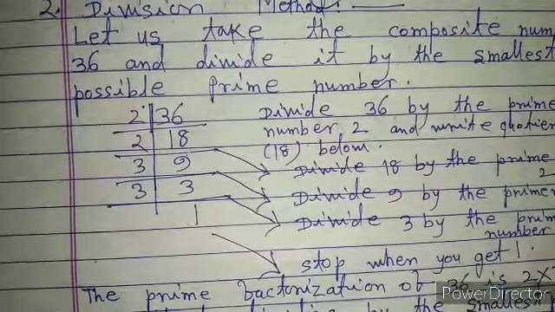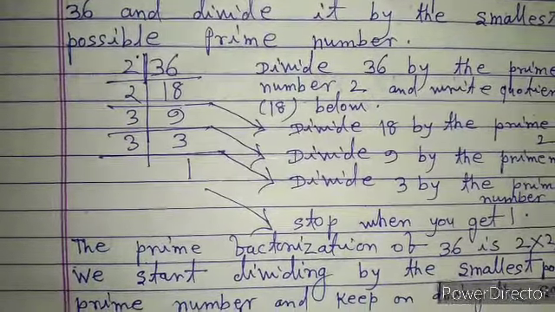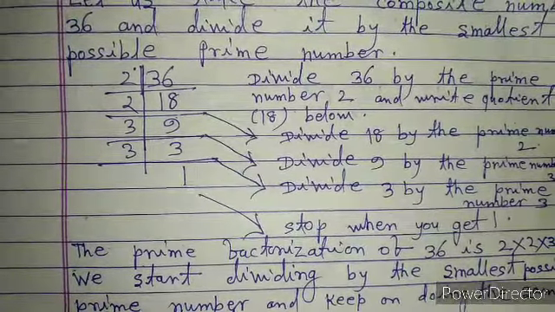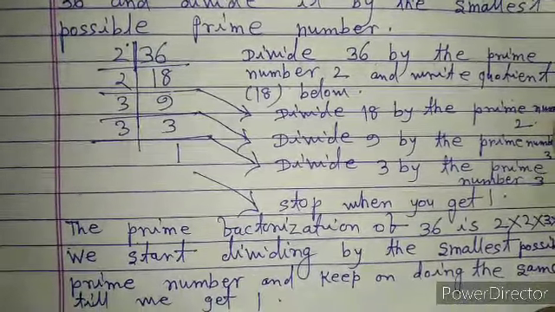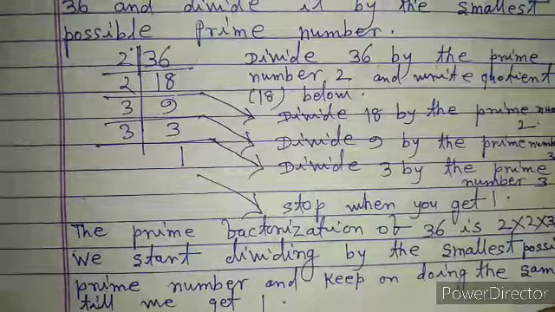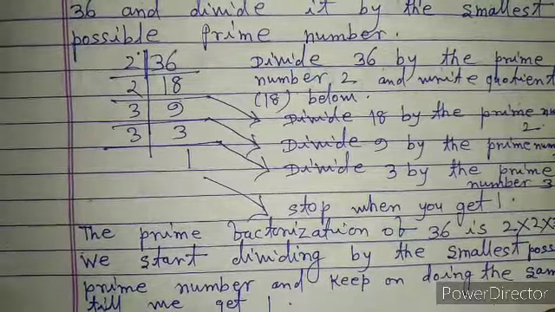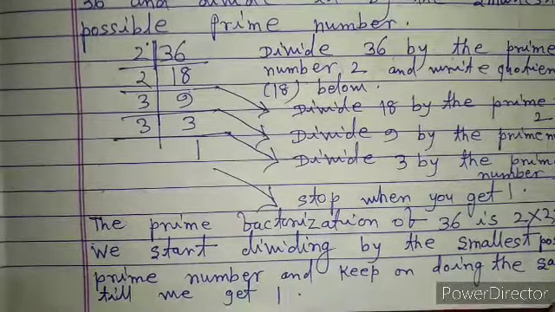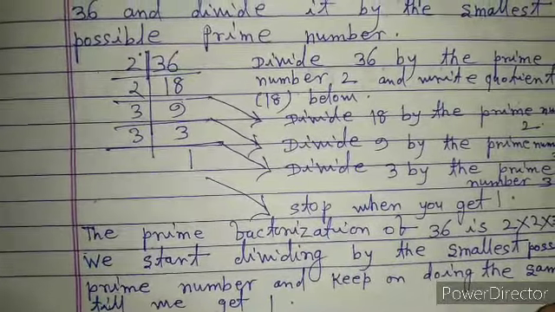Again, when 18 is divided by 2, we get 9 as quotient. Again, we divide 9 by 3, we get 3 as quotient. Again, 3 is divided by 3, then we get 1. Here we stop. When we finish breaking the given composite number down to 1, then we stop here and write all the prime numbers which are used in division. So the prime factorization of 36 is 2 into 2 into 3 into 3. We start dividing by the smallest possible prime number and keep on doing the same till we get 1.